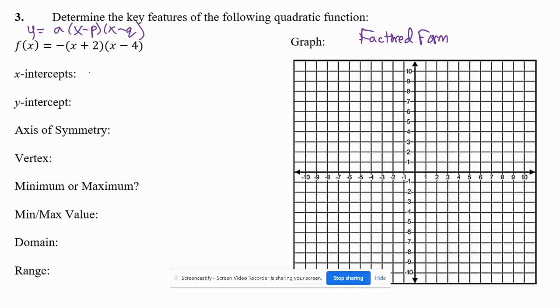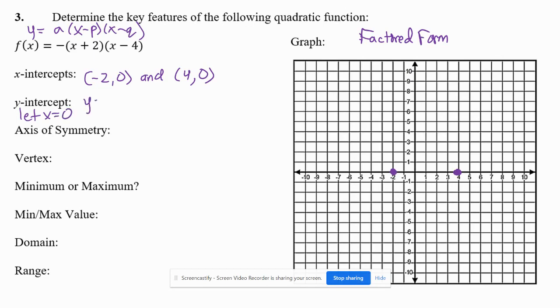The x-intercepts will be the opposite, so if it's positive 2 in parentheses, that means it's going to be negative 2, 0. And the other one, because it's minus 4, will come up as positive 4, 0. So we can go ahead and plot those on the x-axis, negative 2, 0, and 4, 0. All right, to find the y-intercept, we need to let x equal 0.